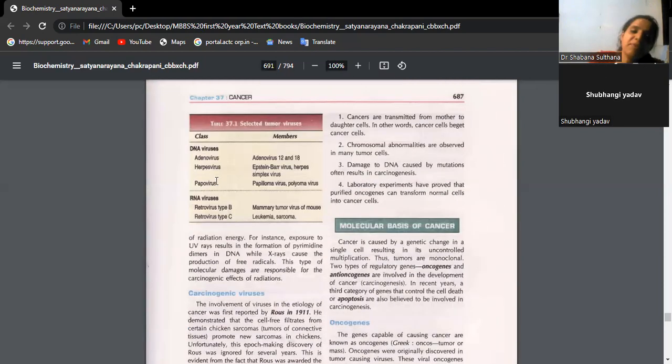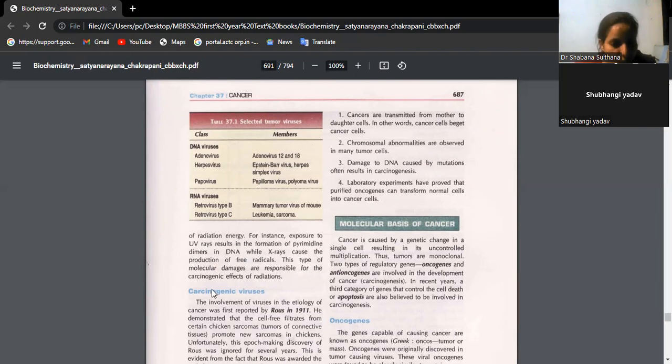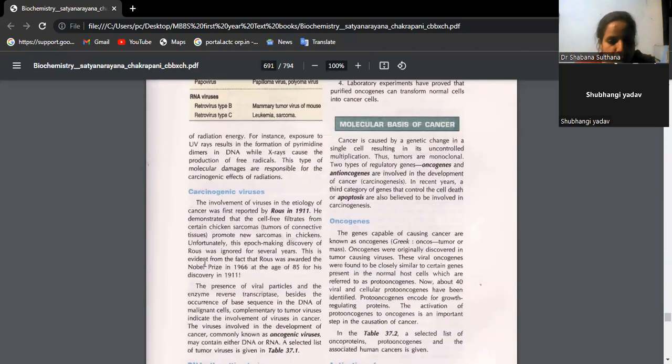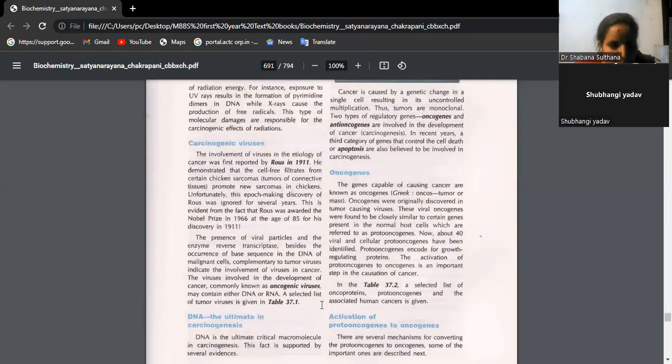That means if we are infected with any of these viruses, especially for cervix cancer in females, HPV, human papilloma virus, is responsible for cervix cancer in females, which you will again be studying in pathology in the female reproductive system. That comes as an essay question. Human papilloma virus. Okay. There are also certain RNA viruses which can cause cancers like leukemia, blood cancer. So those are all carcinogenic viruses.